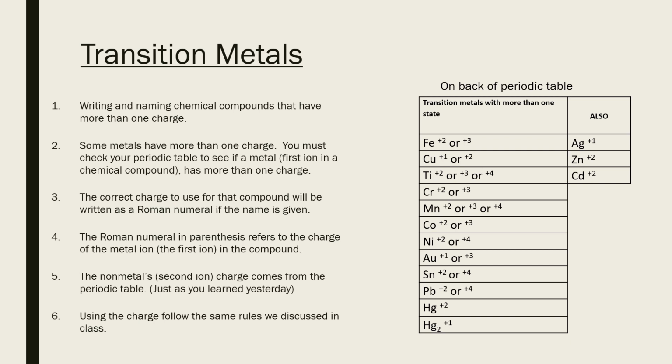So your example might be like lead Roman numeral 2 oxide. That Roman numeral 2 represents the charge on the lead, so it's +2. If it was lead Roman numeral 3 oxide, it would be lead +3, Pb +3. The nonmetal, the second ion charge, comes from the periodic table, exactly how we learned yesterday. So all the nonmetals come from the front side of that periodic table, just as we learned. And then we're going to follow the same rules as we did before, like we did in class, and we're just going to try to come up with an overall compound that is equal to 0.